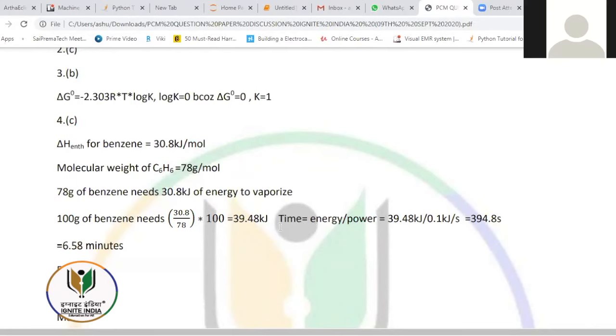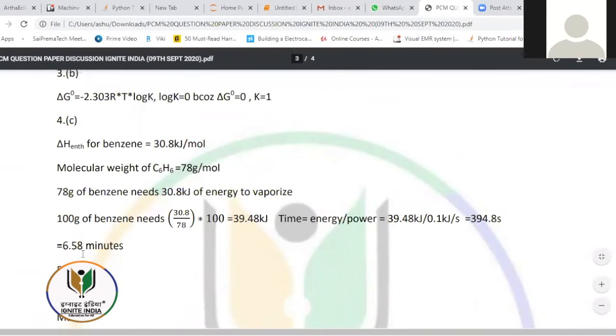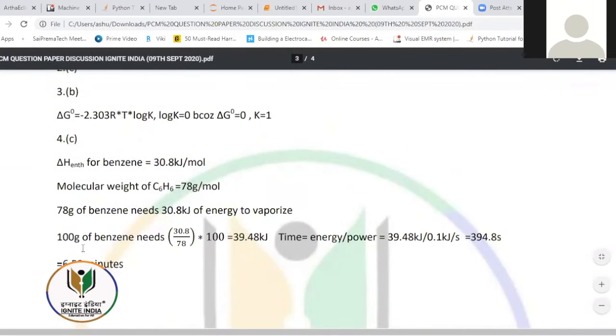But they have asked for time. What is time? Energy by power. You have the energy here, and the power of the heater is 100 watt. So if you divide it, see, it is in watt, so you have to convert it into kilojoules per second. Then you will get 394.8 seconds, which when you convert into minutes, you will get 6.58 minutes.